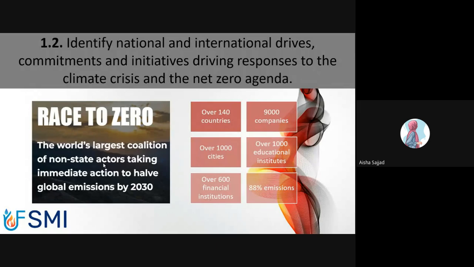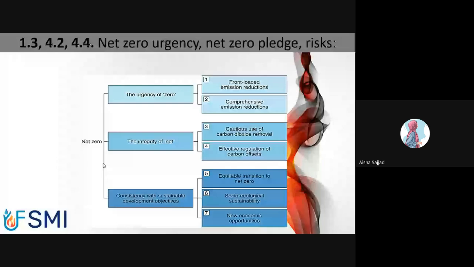So we have over 140 countries, over 9,000 companies, over 1,000 cities, many educational institutes, many financial institutions, all of them working for the Race to Zero, which is basically a coalition. Many countries, organizations, cities, and financial institutions have come together to create this institution, called the Race to Zero. And the goal, obviously, is to move towards a reduction of about 80 to 88% of the emissions being produced by different organizations, countries, financial institutions, cities, and so on.